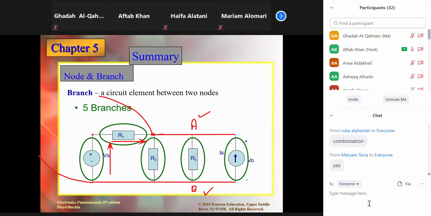Yes. All right, you will learn about the combination in the next chapter also. Yeah. Any question? No. All right, so clear now? Convinced?